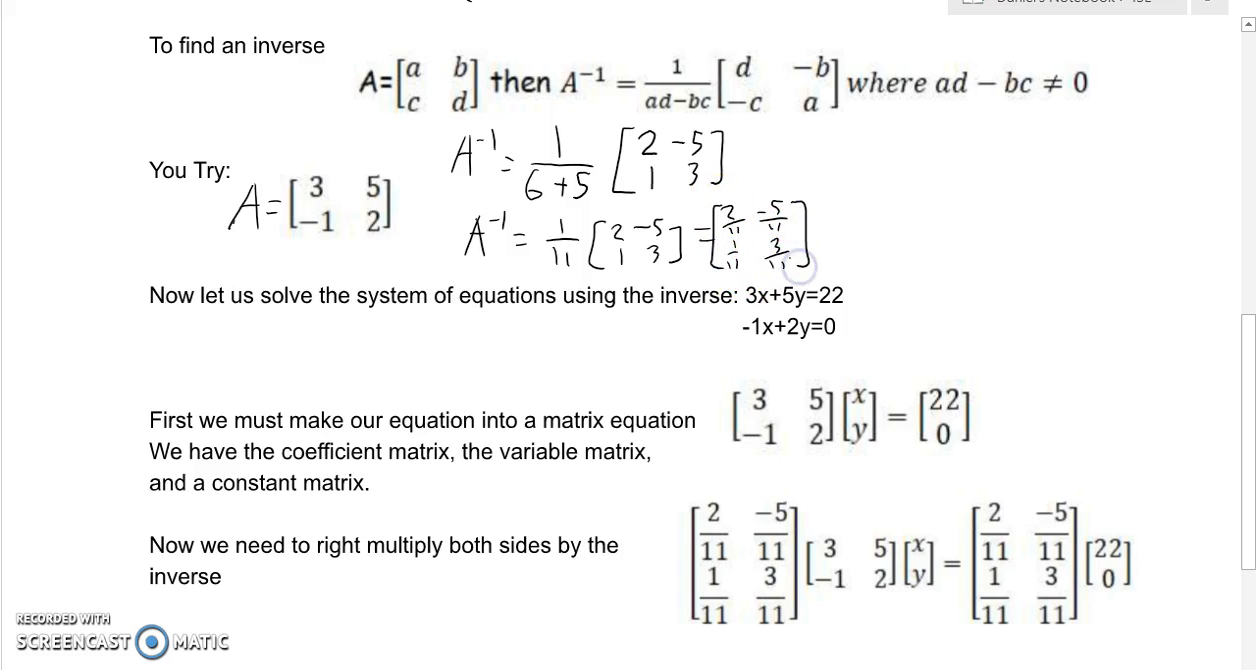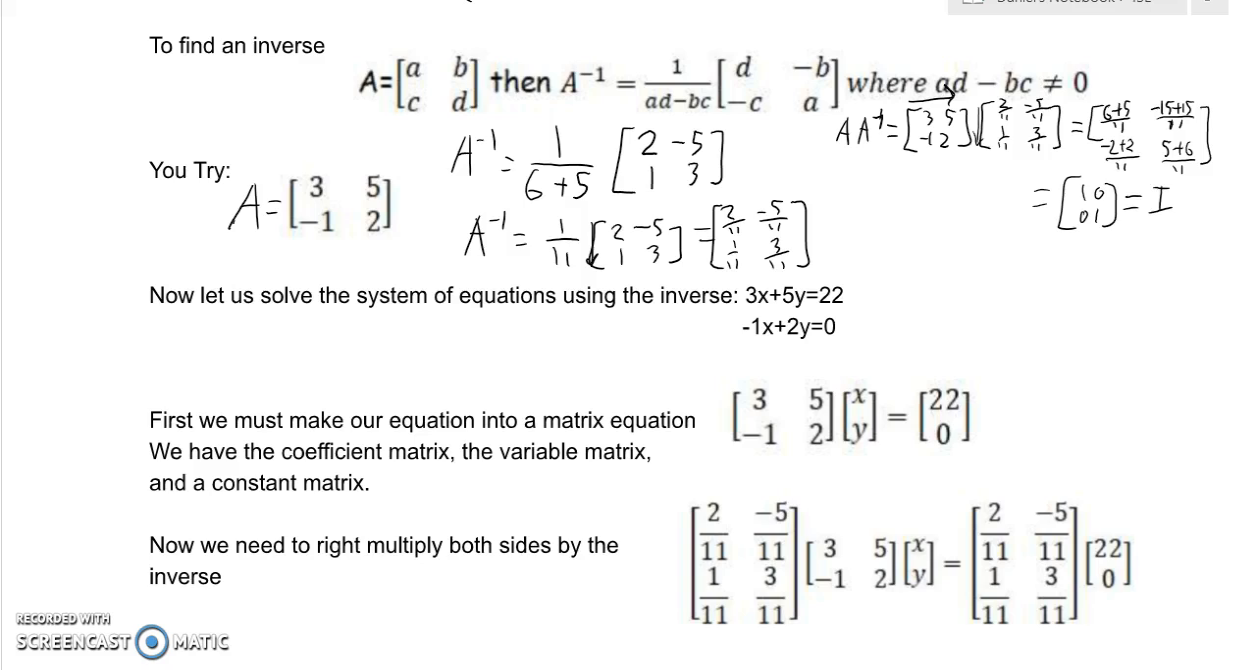Take the time right now, real quick, by yourself, to multiply A times A inverse. Across and down, please. It's not too bad to convince yourself that those really do multiply together to give you the identity. So A inverse really is this 2 over 11, negative 5 over 11, 1 over 11, 3 over 11 matrix. Woo! Let's use that to solve.